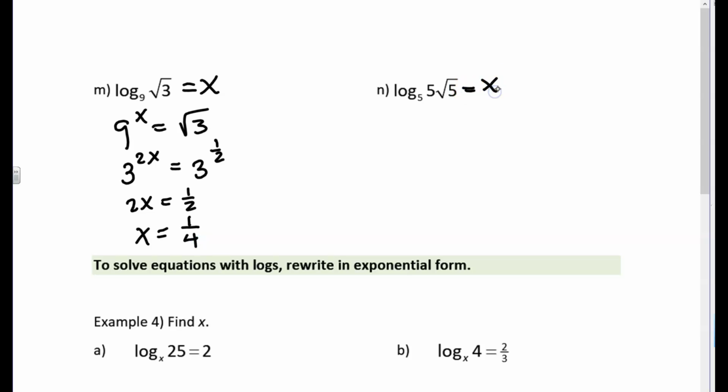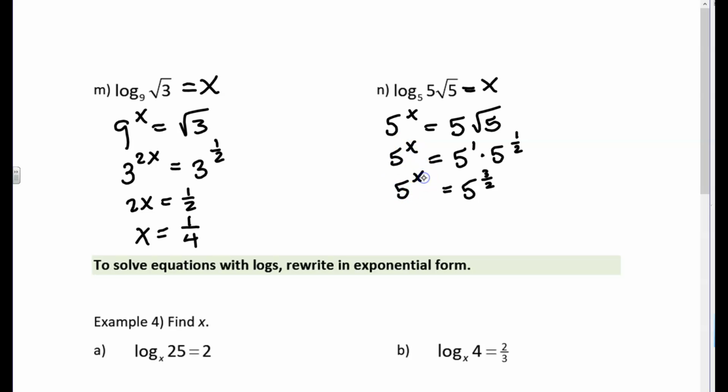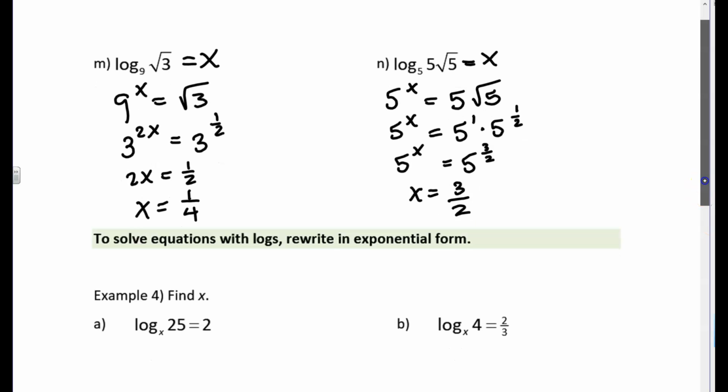Set it equal to x. I get 5 to the x equals 5 root 5. Couple ways to approach this. I can recognize that this is 5 to the 1 times 5 to the 1/2, which really is 5 to the 3/2. So we still have 5 to the x going on here. So my x must equal 3/2.